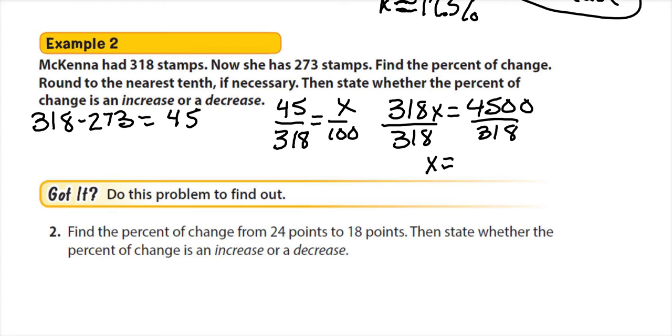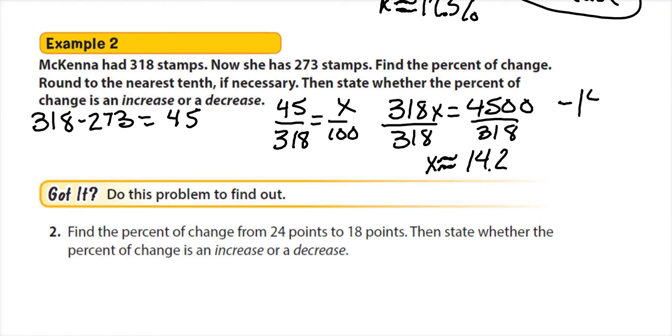4,500 divided by 318. And we do need to round off this time, so it's going to be approximately 14.2%. All right, so we need to state what that is. Now this is where some people get confused on this part. We're going down, so if a number is going down, should it be a positive answer? That would be no. So it actually needs to be a negative.